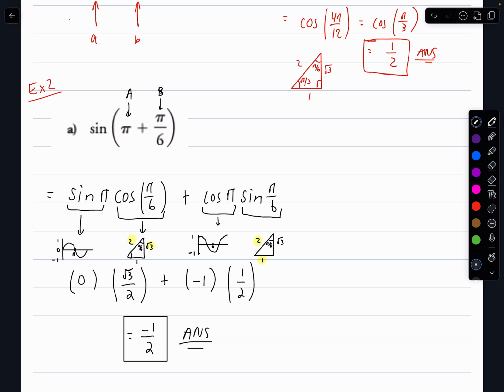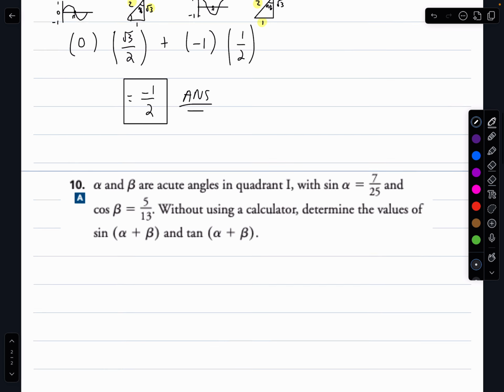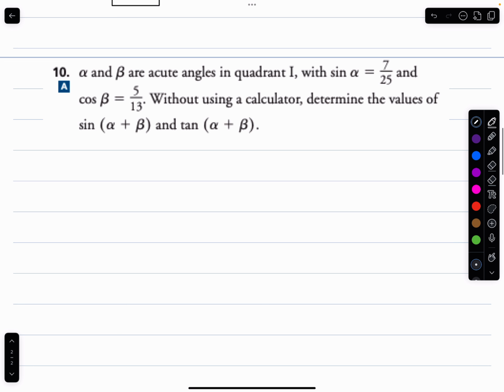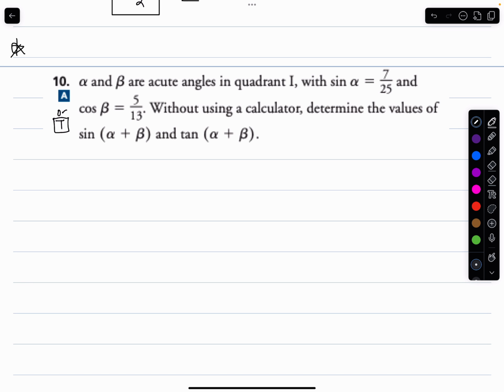Now I want to bring your attention to a specific type of question, and I've seen this question on a lot of tests, and that's why I want to go over it with you guys. But this is an application question. Sometimes it might be a thinking question. So I want you guys to really understand how to do this question, because if you get it on tests, don't be surprised.